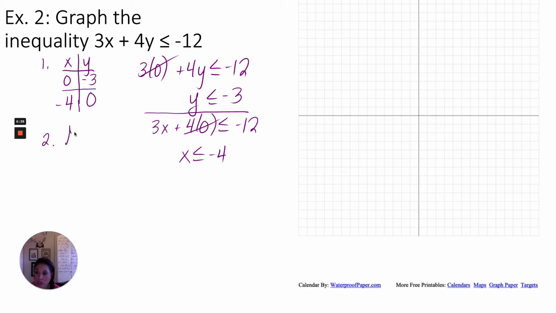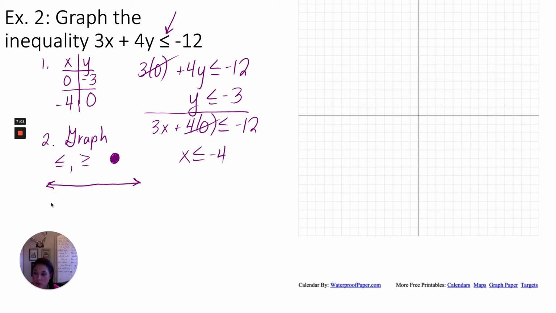Step 2, we need to graph. You first need to look at your inequality symbol. When your inequality symbol is less than or equal to, or greater than or equal to, you are going to have a closed circle. On top of that, you are going to have a straight line.